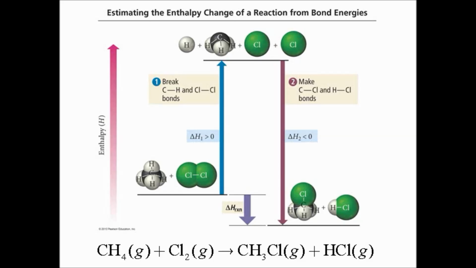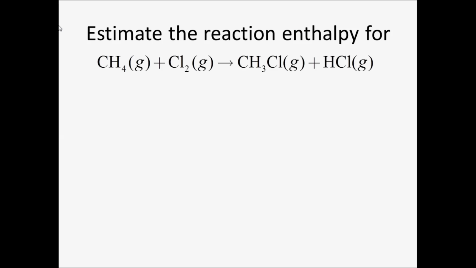Adding together these two contributions gives us the enthalpy change associated with the reaction. In order to estimate the reaction enthalpy for this gas phase reaction, we look at what bonds are formed and what bonds are broken. We draw out the Lewis structures for each of these compounds. Here, for clarity, I have omitted all lone pairs from the Lewis structures.